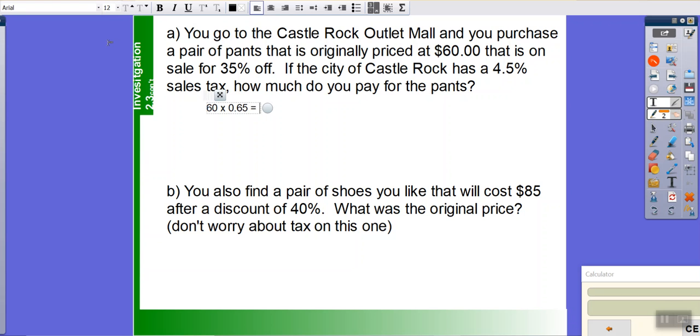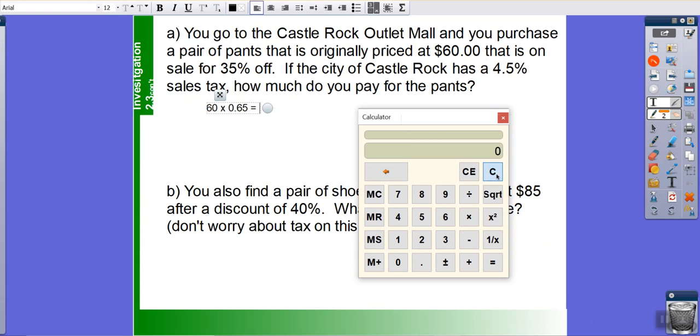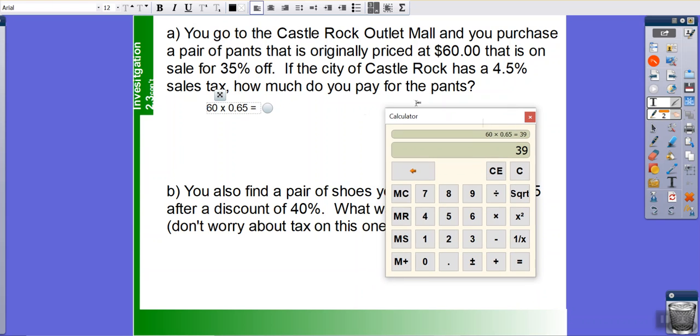So if I multiply 60 times 0.65, I will get what 65% of the $60 is. So 60 times 0.65, and that is equal to $39, all right. But wait, the city of Castle Rock expects some money in sales tax, so we still have to pay them in sales tax.